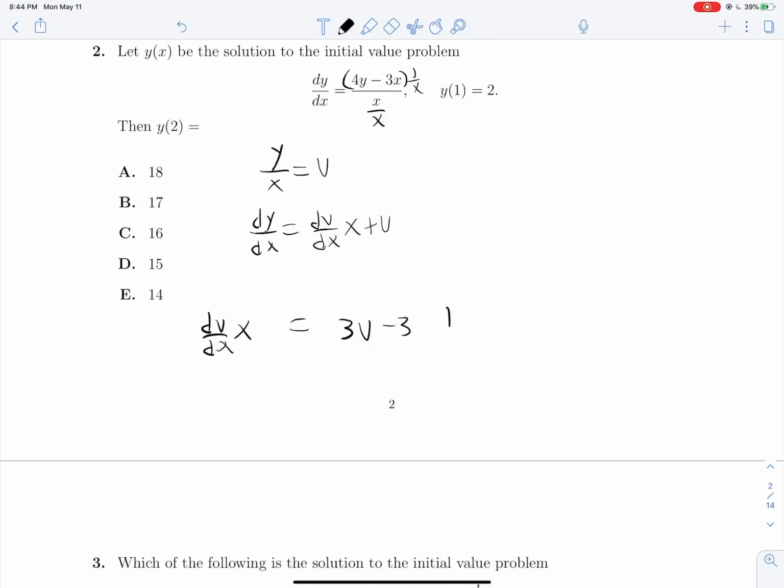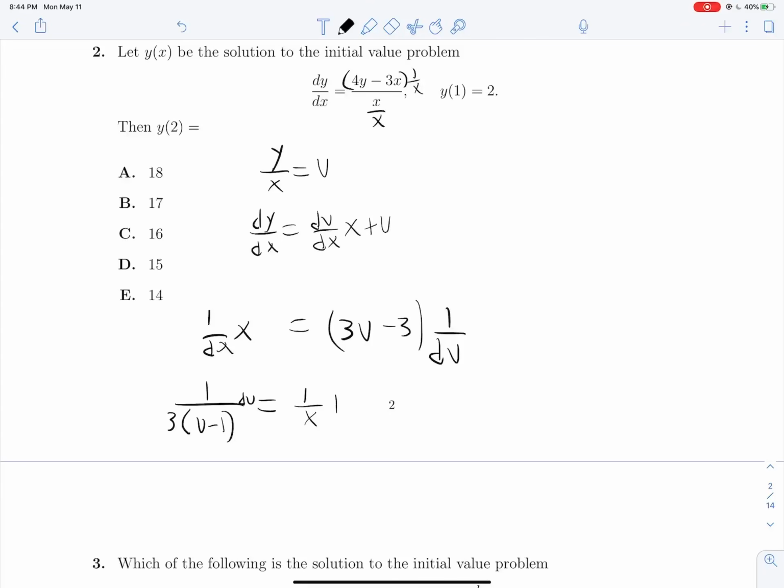Let's multiply dx over to this side, and then what we can do is flip the numerators and denominators of each side, and I'll actually bring this over here too. We'll be left with 1 over 3 times v minus 1 dv is equal to 1 over x dx. We'll integrate both sides. We will get 1/3 ln v minus 1 is equal to ln x.